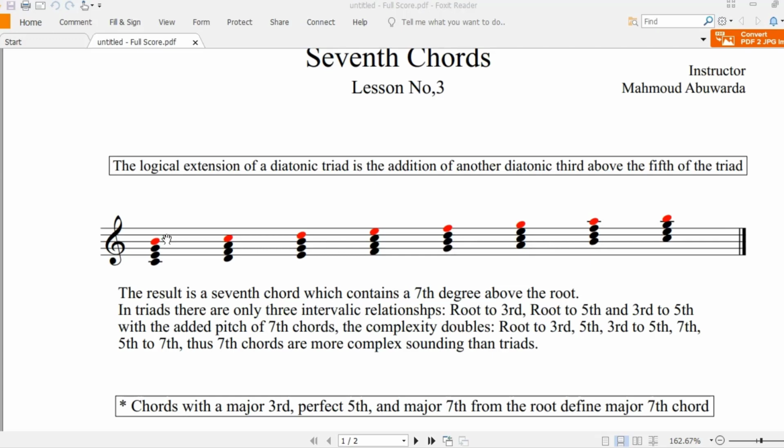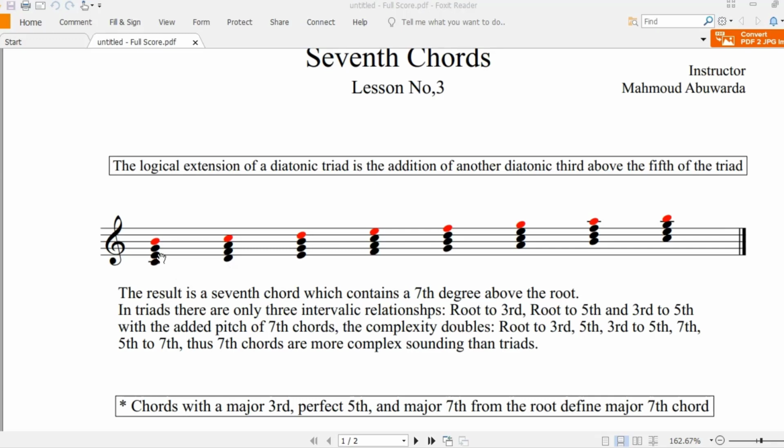Now, if I add a third above the fifth of any chord, I will get a seventh chord. The note in red here is a third above the fifth of each one. So the result is a seventh chord, which contains a seventh degree above the root. If you look here, this B is the seventh degree above this C, and this C is the seventh degree above D.